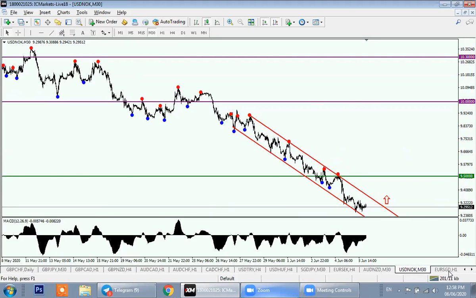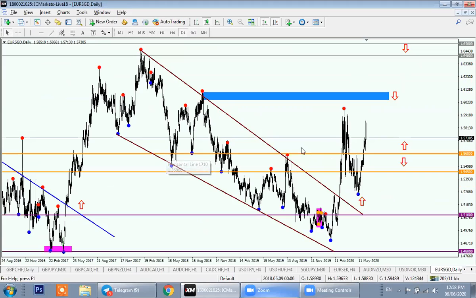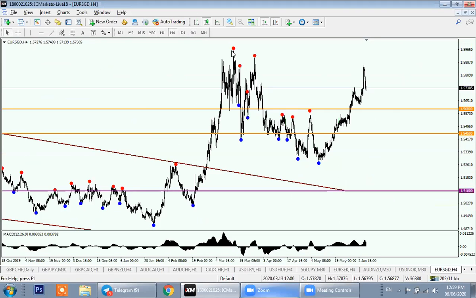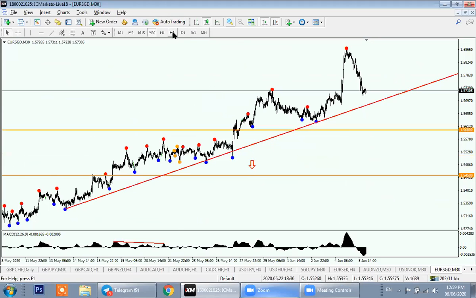What else? We have EUR/SGD. Price is overall bullish and is currently approaching a strong supply area. So we're looking for sell setups. Keep in mind that price can still test our upper supply zone or even the upper resistance before going downward. So looking for sell opportunities.